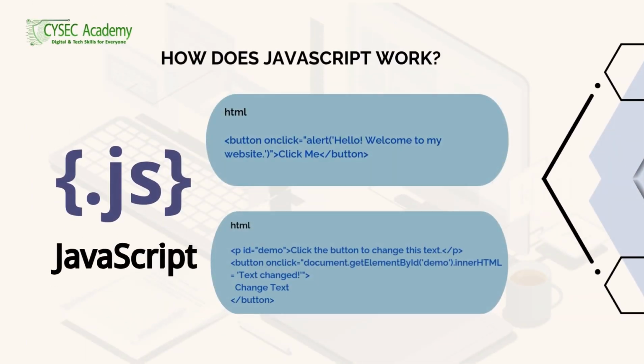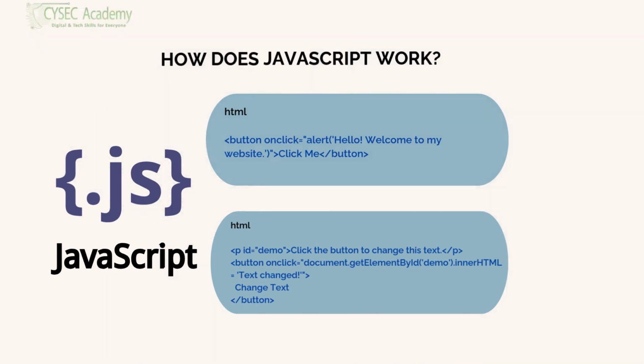JavaScript is a programming language that runs in your browser. It listens for user actions and responds accordingly. Here's a basic JavaScript example on your screen that displays an alert when you click a button. You can also use JavaScript to change HTML elements dynamically, as displayed on your screen. When the button is clicked, JavaScript updates the paragraph text.